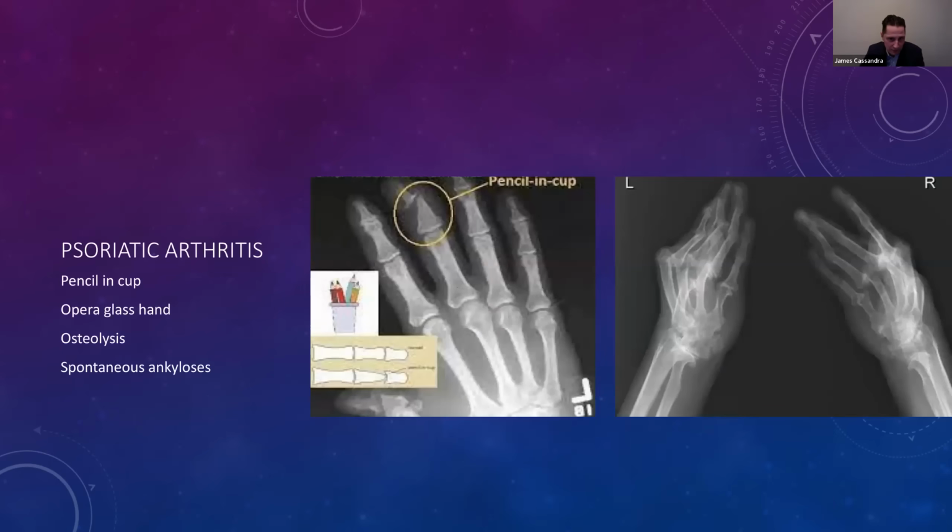So here's some classic findings. You always hear the X-ray finding, pencil and cup deformity. This is kind of what it looks like with the erosion at the distal interphalangeal joint. The opera glass hand is on the right, where there's some osteolysis and spontaneous ankylosis, and you can see this through the PIP joints. Something like this can be very deforming and make it hard to perform daily functions.